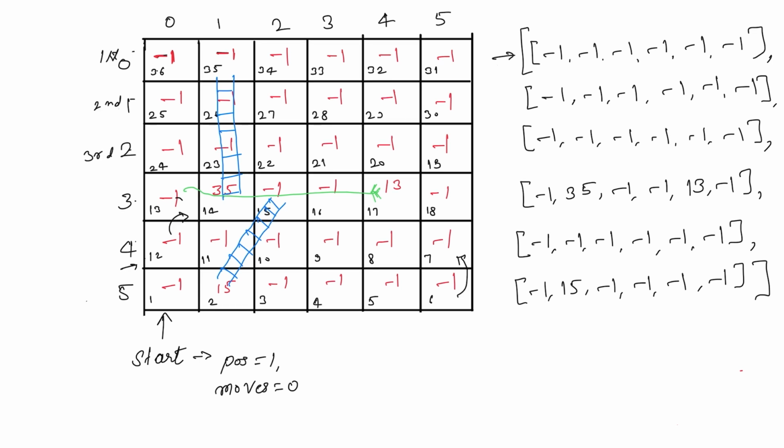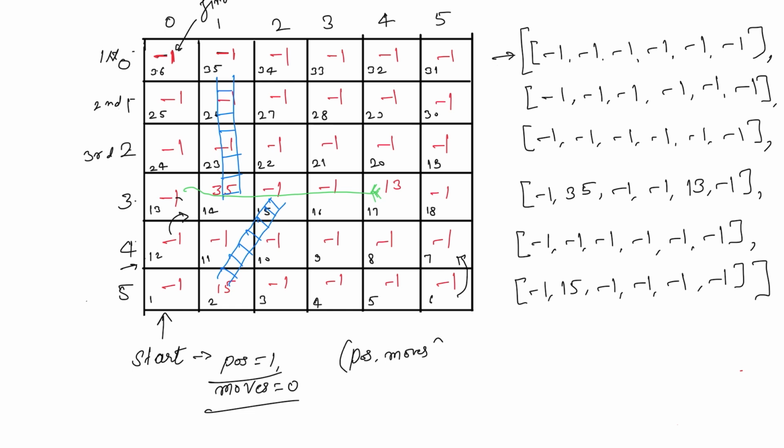What is the approach to solve this problem? See, for position and moves, we have to store two values, because what will be our answer? Our answer is the minimum number of moves to reach the final position. So what I will take? I will take one deque for position and moves.